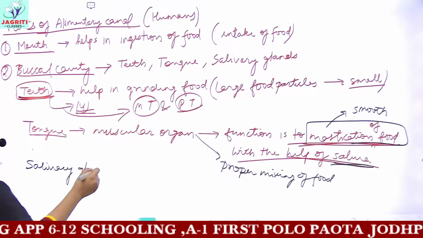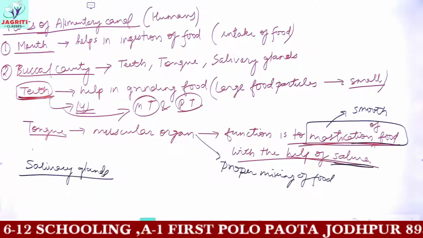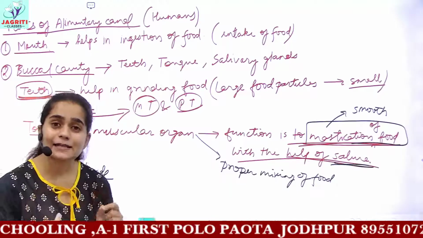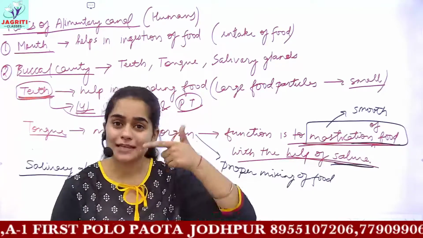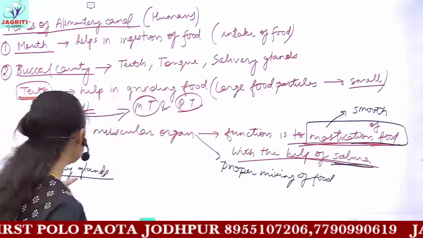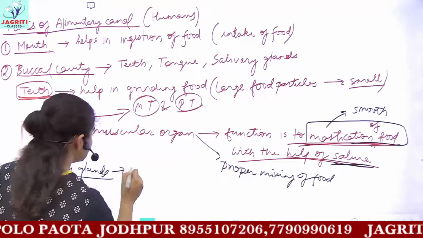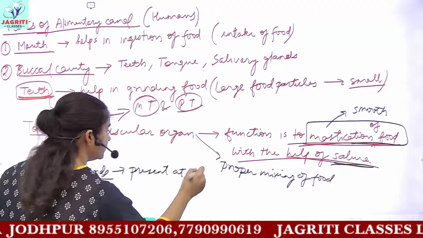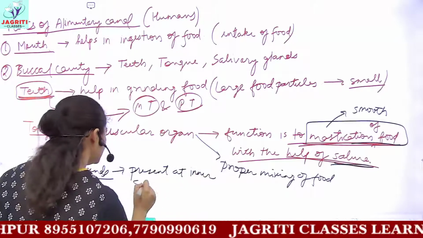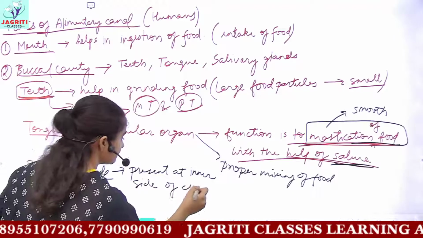So what is the function of these glands? Where are they present? These salivary glands are present at the inner region of your cheeks. This is your cheek, so at the inner side you have these salivary glands.